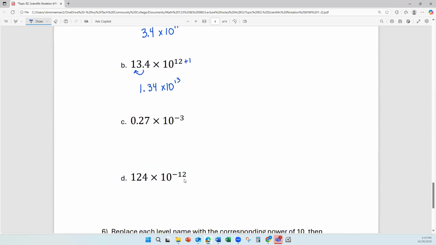This next one, again, it's too small. So we're actually at even smaller than the 10 to the negative third. So too small, I move the decimal point and I subtract from the power of 10. Be careful with subtracting negative numbers. So this is 2.7 as I move that, and then negative 3 minus 1 is actually negative 4.